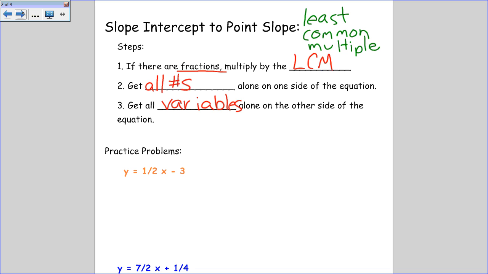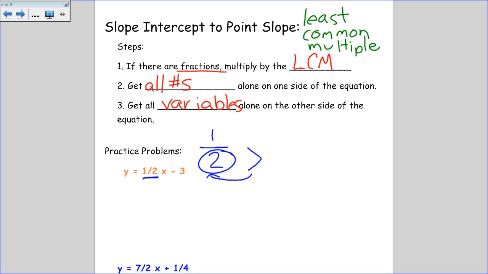So let's try a practice one. We have y equals 1/2 x minus 3. Okay? Our fraction here is 1/2. We need to find a number that is at least 2, or maybe a number that is greater than 2, okay? So it's going to have to be at least 2 to get rid of this, okay?